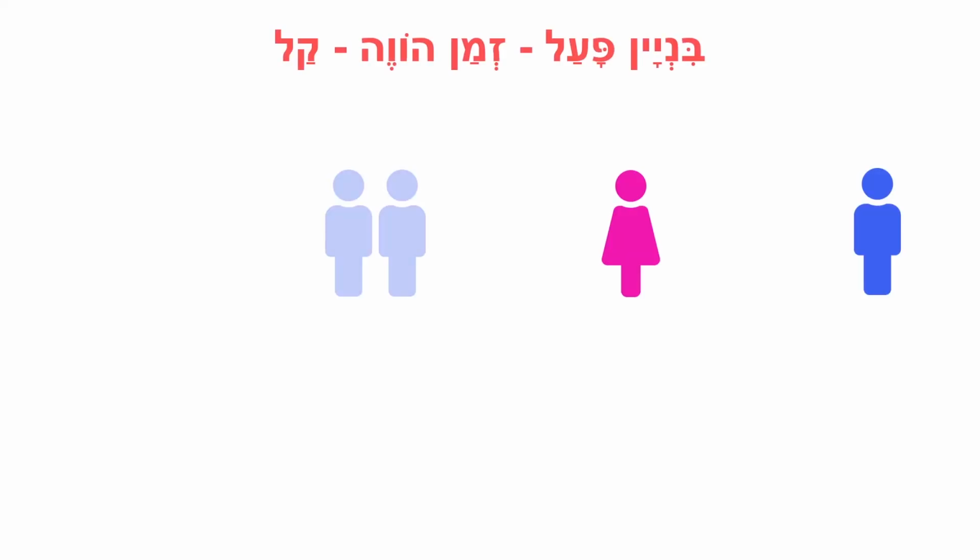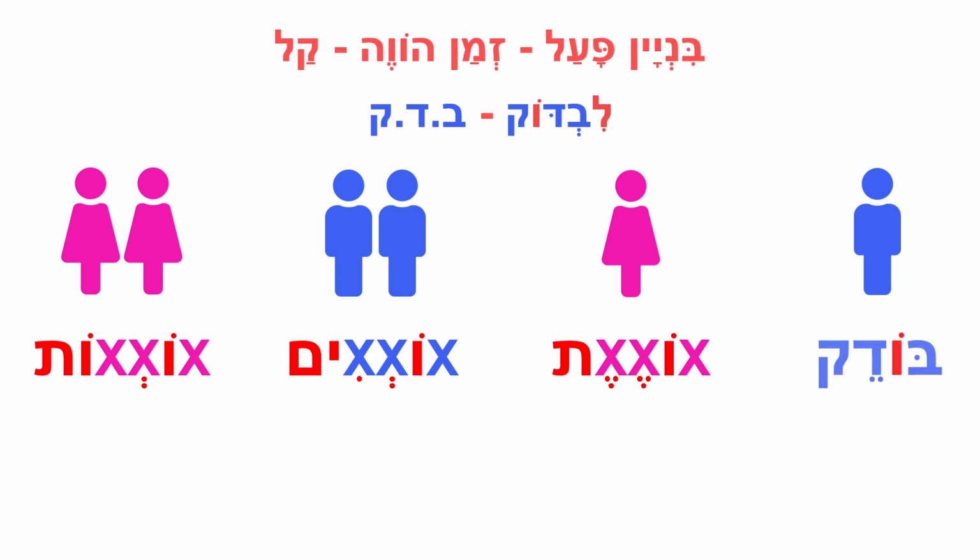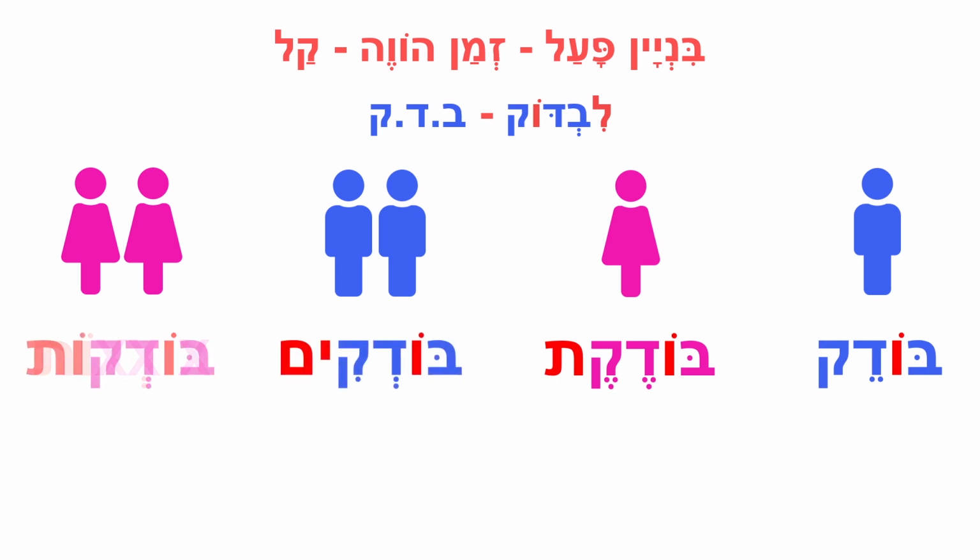Next example, the verb livdok. Livdok is to check. 4 conjugations, same conjugation pattern. The root letters are bet, dalet, kuf. Here, the first root letter, bet, has no dagesh, but because bet can be with a dagesh, when it becomes the first letter of the word, it will receive a dagesh. So instead of vodek, the conjugation will be bodek, bodeket, bodkim, bodkot. The verb livdok becomes bodek, bodeket, bodkim, bodkot. Because the bet became the first letter of the word, it received a dagesh.